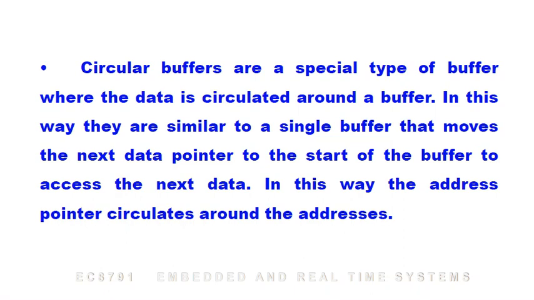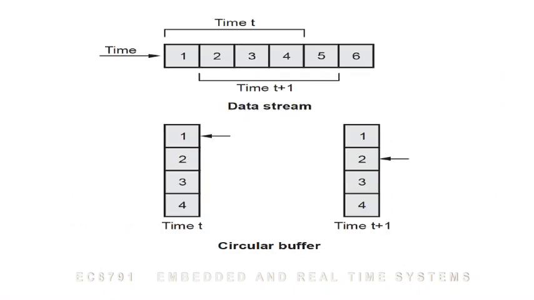In this way, they are similar to a single buffer that moves the next data pointer to the start of the buffer to access the next data. In this way, the address pointer circulates around the address. Here's the circular buffer, with the data stream at time t and time t plus 1. At time t the arrow is denoted as 1; at t plus 1, in the next circular step, it goes to arrow 2.